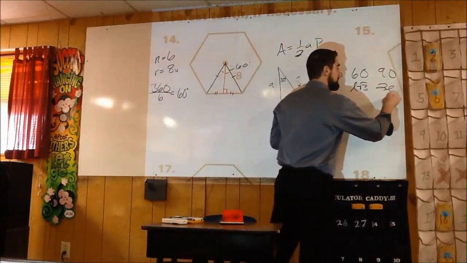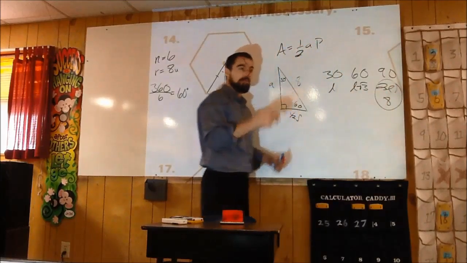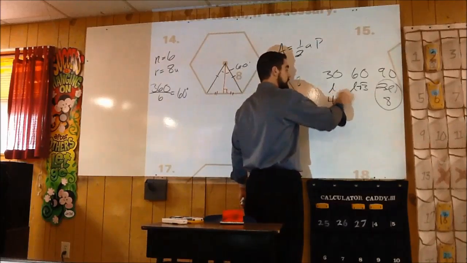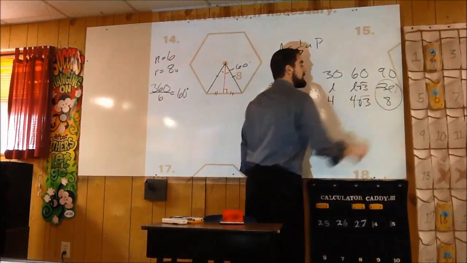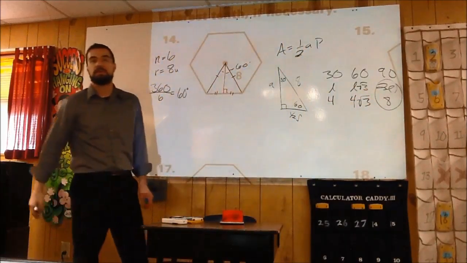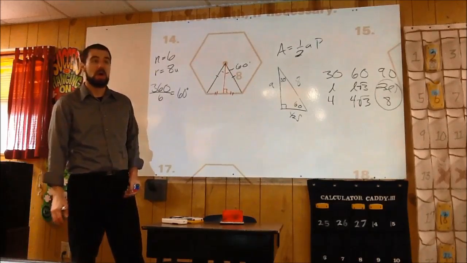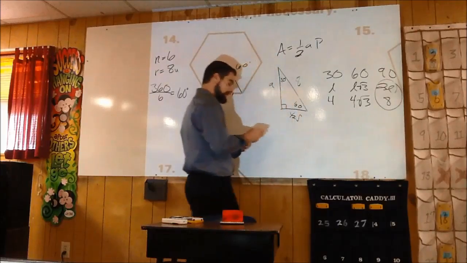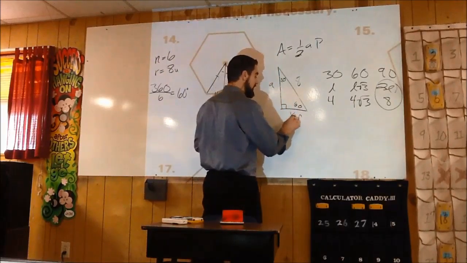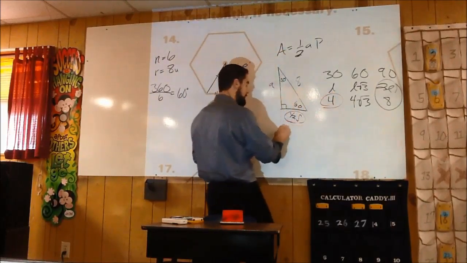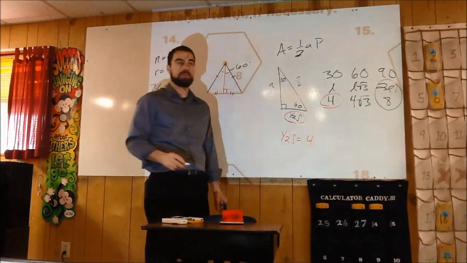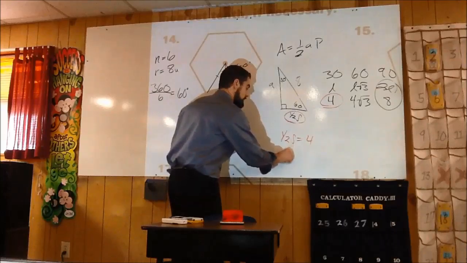So they give us 8 units. That's the hypotenuse. I'm going to divide that by 2 to get the length of my short leg, 4. I'm going to take that length of the short leg, multiply it by the square root of 3 to get the length of the long leg. So I've got that 1/2 of my side is 4. So what is one whole side length of this regular hexagon? 8.